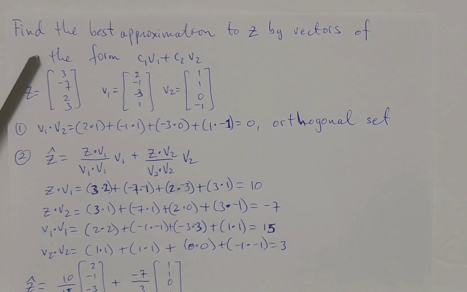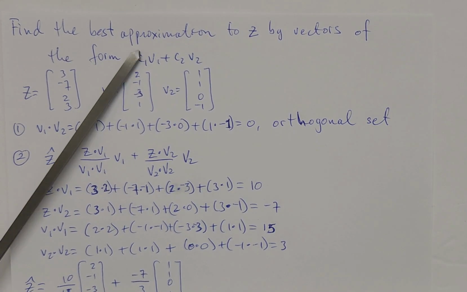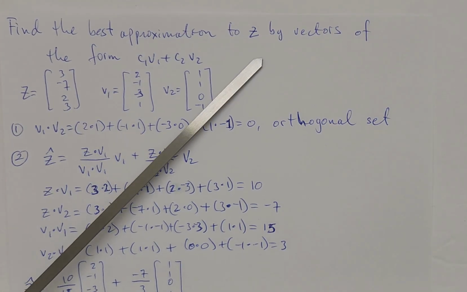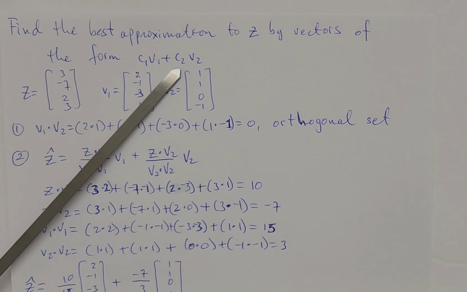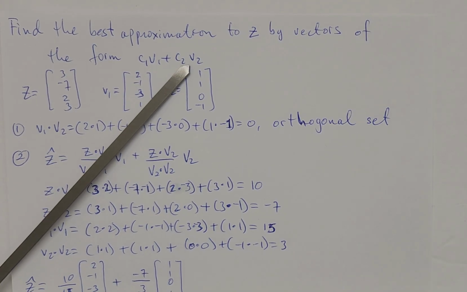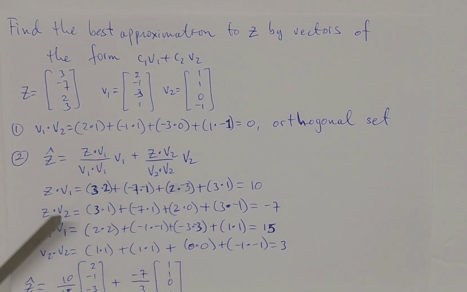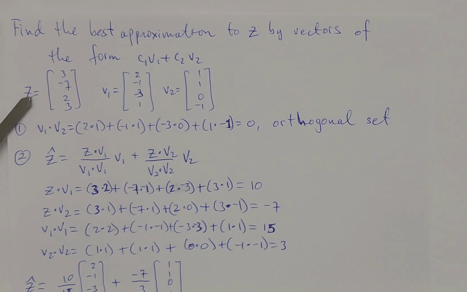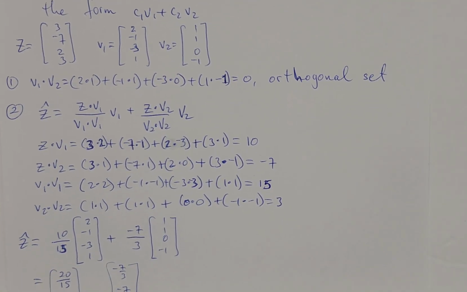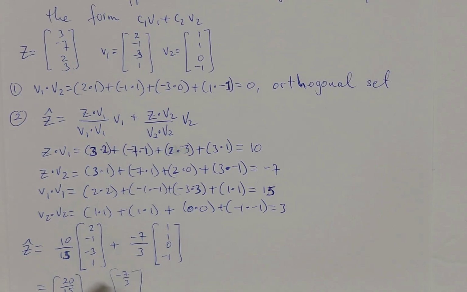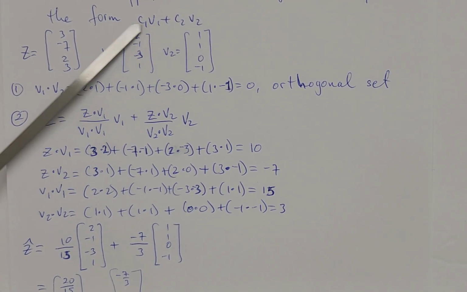This lesson is find the best approximation to z by a vector of the form c1 v1 plus c2 v2. Again, it is the same procedure, just a different variable. Okay, one more time. Same procedure, just a different variable. That's all it is.